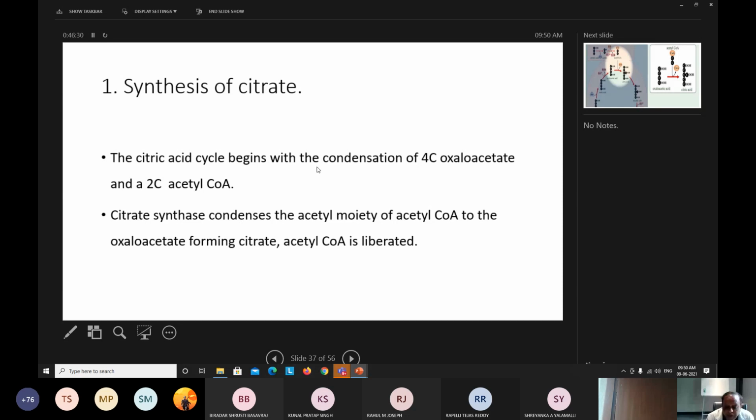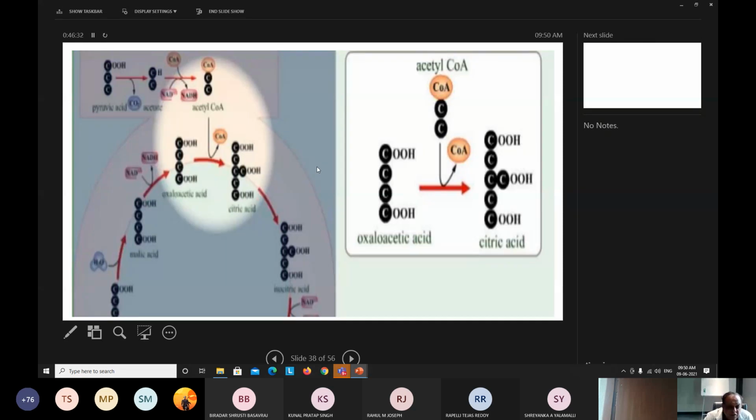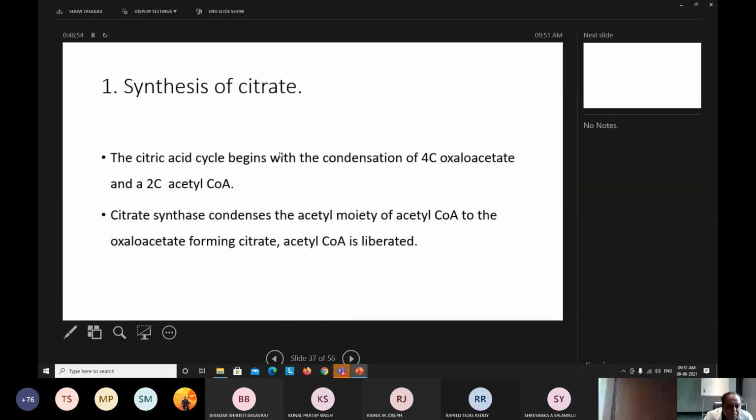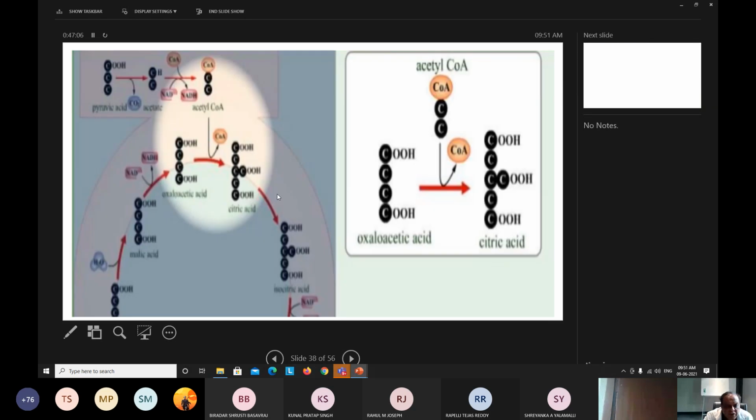Acetyl CoA will be liberated. You can see here that the oxaloacetic acid, which has 4 carbons, will be converted into citric acid, where 6 carbons will be formed. So this is the first reaction, the condensation of the oxaloacetate with the 2 carbon acetyl CoA to form citric acid. So these are the reactions.